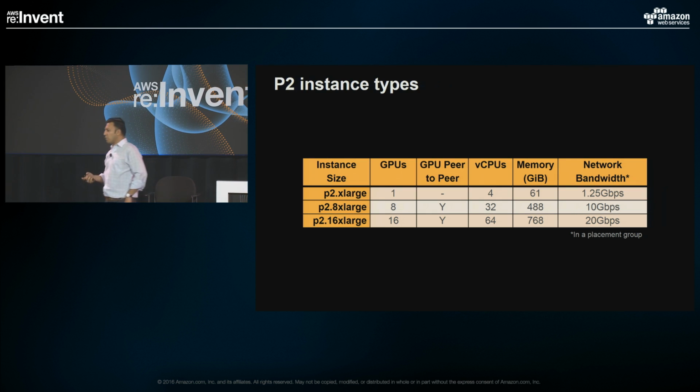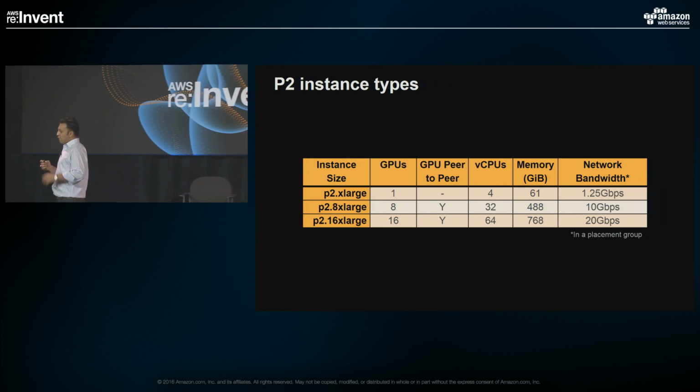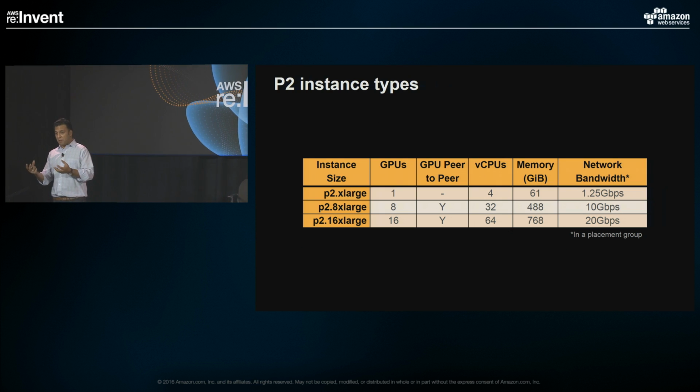As you probably heard in the keynote as well, we see a lot of customers using CPUs and GPUs at the same time. They use CPUs for the majority of their workload, but for some compute-intensive parts, they leverage GPUs. The CPU and memory configuration for these servers is pretty beefy. With 16 extra large, you can get up to 64 virtual CPUs and about 768 gig of RAM. If you use these instances in a placement group, you can get about 20 gigabits per second speed.